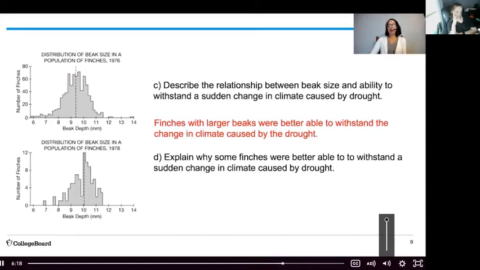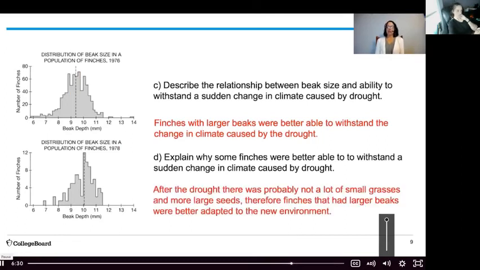Explain why some finches were better able to withstand that sudden change. That's where we want to go back to the information in the article about what finches with different beak sizes were eating. And we could explain this by saying that after the drought, there probably wasn't as much small grasses. That's what the small beaked finches were adapted to eating. And there was probably more large seeds. Therefore, if I'm explaining why, I got to keep going a little bit. Therefore, finches that had large beaks were better adapted to the new environment.